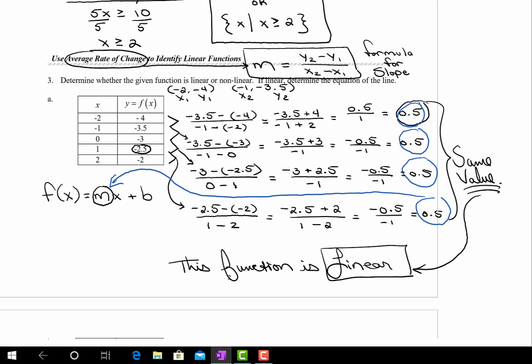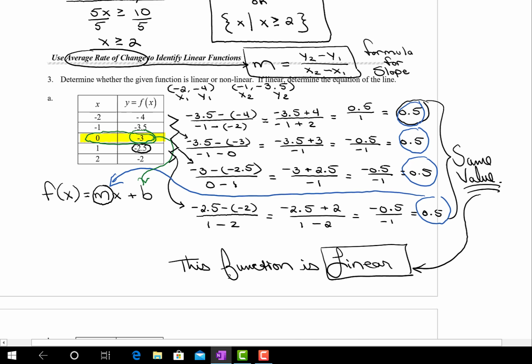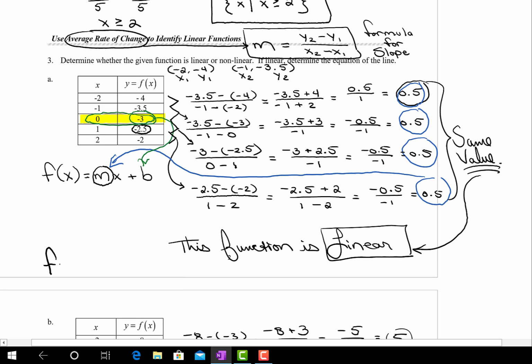Our b is already given to us in our table of values. Here it is, 0, -3. So the -3 represents the y-coordinate of the y-intercept, which is our b. So we can just go ahead and write that in.